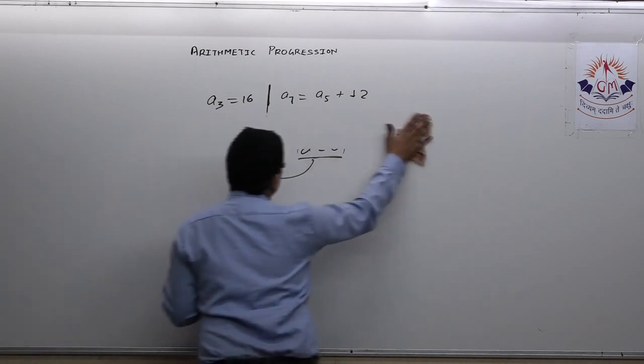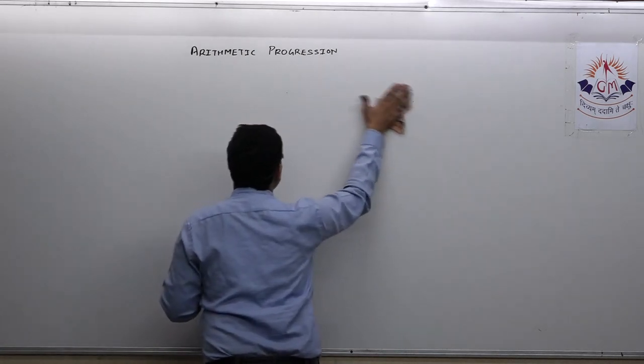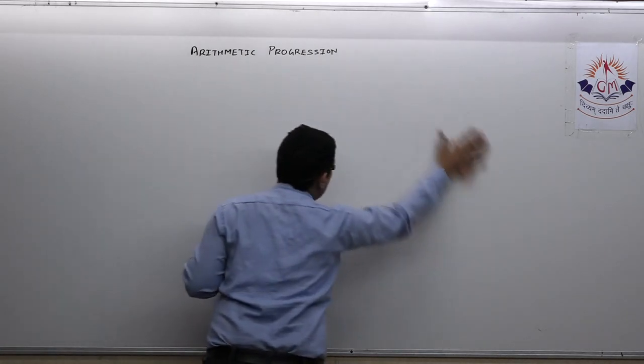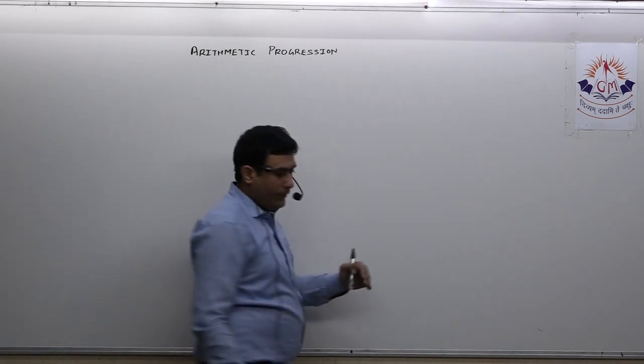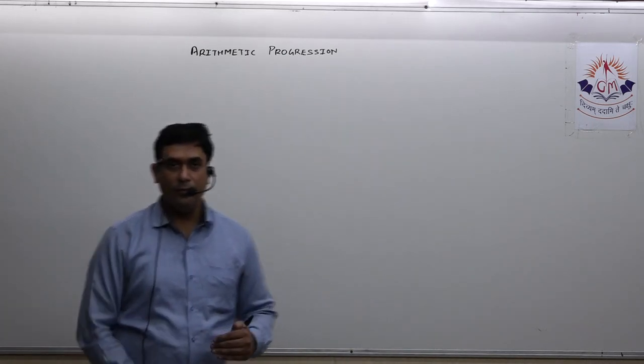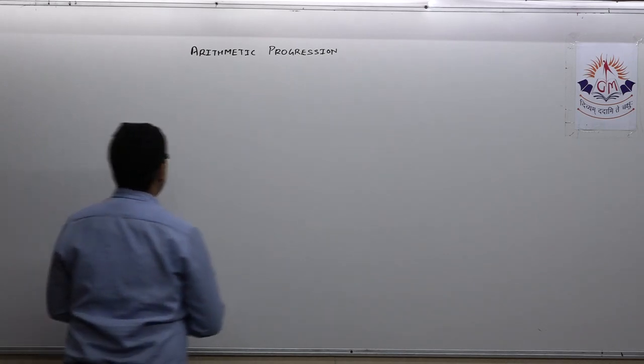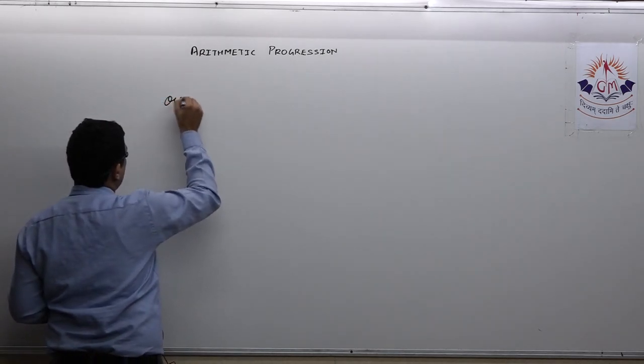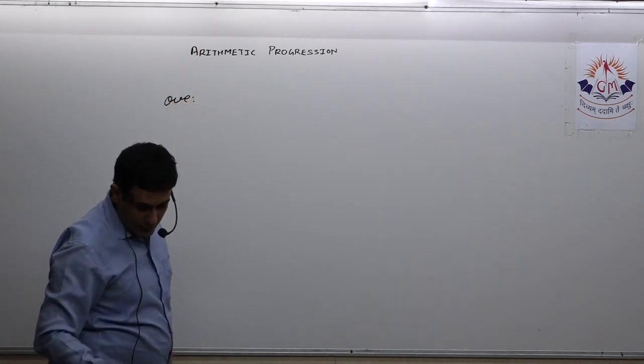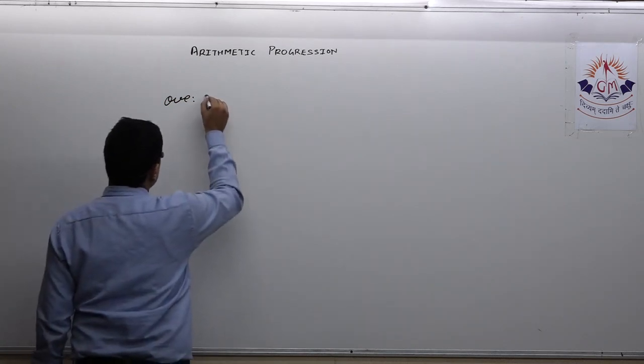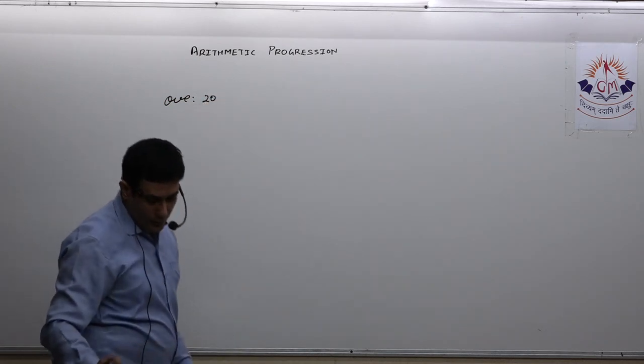Now next we will see how to find the nth term of an AP from the end of the AP, from the last of the AP. So next question is question number 20.